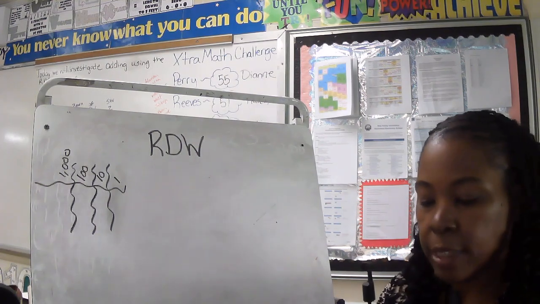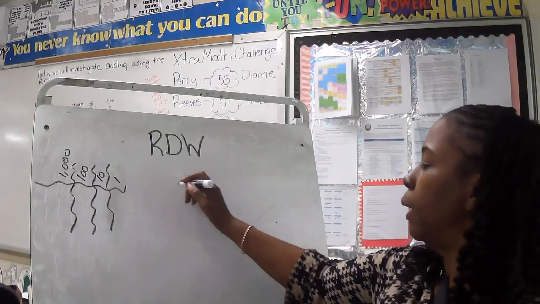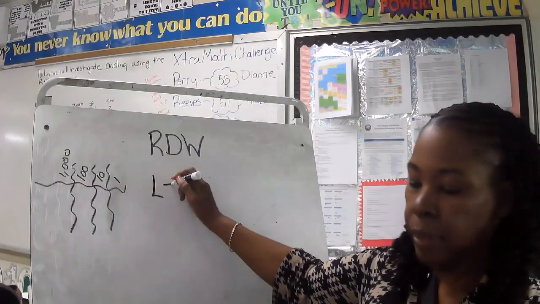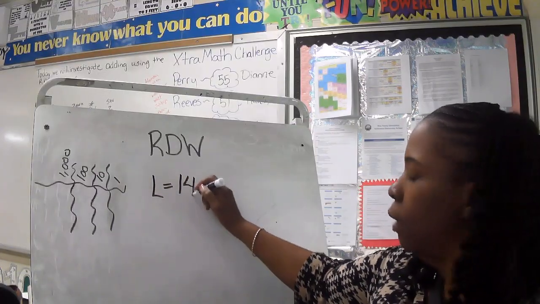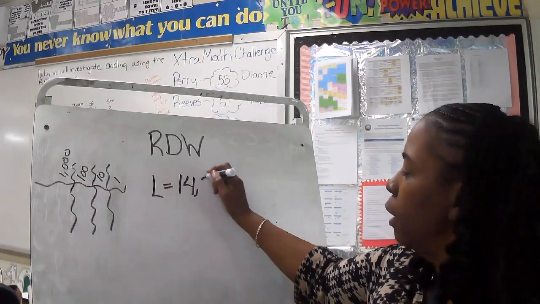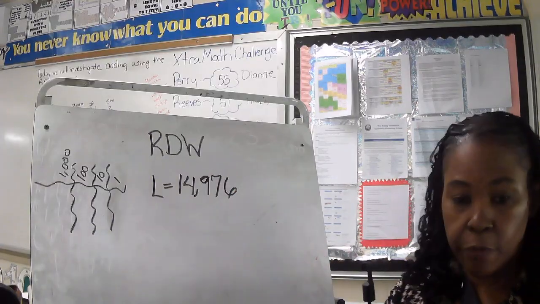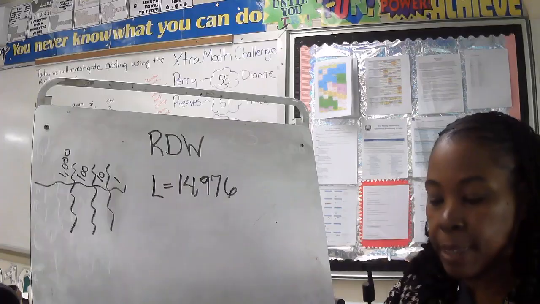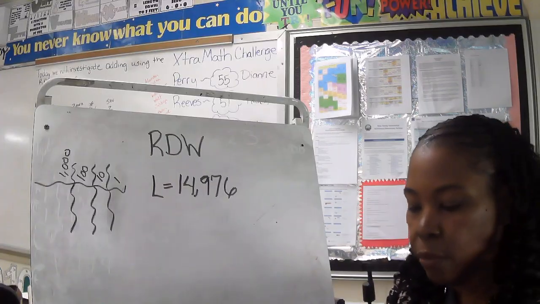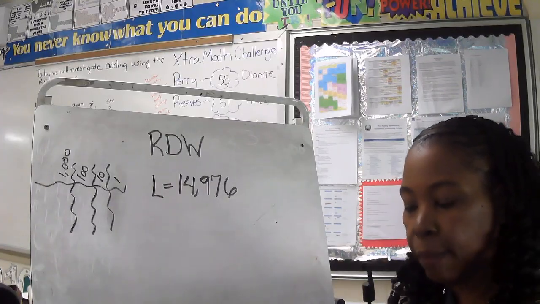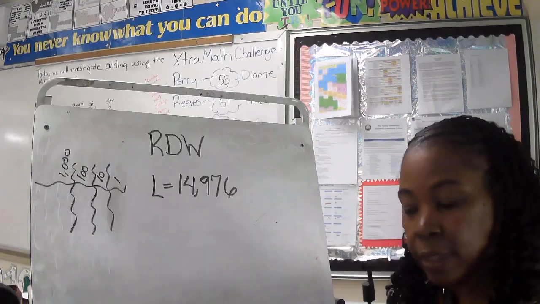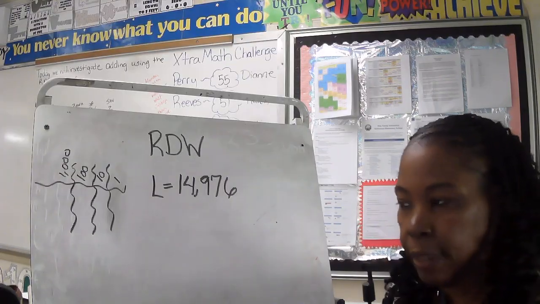Okay, so it says the flower shop sold 14,976 lilies in 1 year. So I'm going to label that. I have my lilies, and it says they sold 14,976. That's my first sentence. I'll label. Now I'm reading my second sentence. They sold 7,488 more roses than lilies that year.